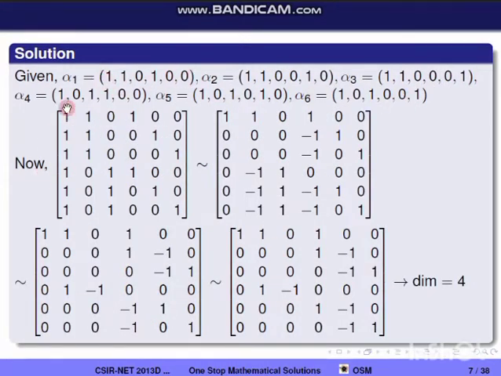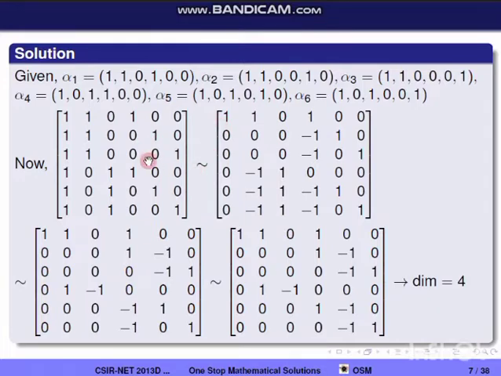We will represent them in the matrix form, that is, first row will be alpha 1, second row alpha 2, third row alpha 3, fourth row alpha 4, fifth row alpha 5, sixth row alpha 6. Now we will apply elementary row operation or column operation to reduce this matrix into echelon form.